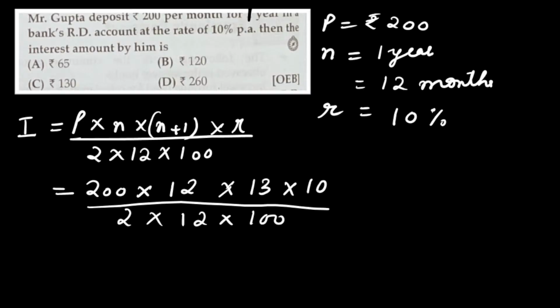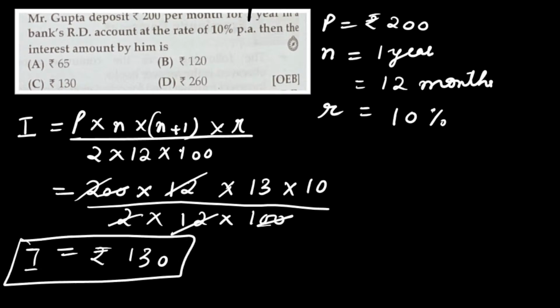So Jayashree has given the answer 130. Let's see. 2 zeros will get cancelled with 2 zeros. 12 and 12 will get cancelled, and here 2 and 2 are also getting cancelled. So we are left with 13 into 10. So 13 into 10 is 130. So correct answer given by Jayashree.